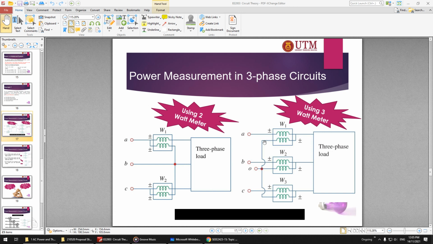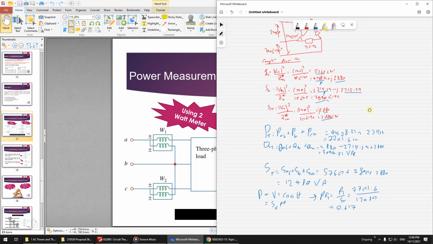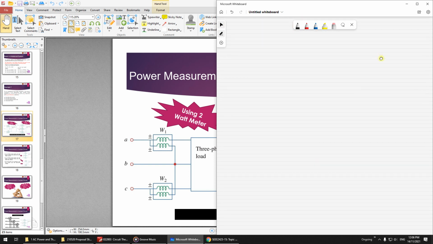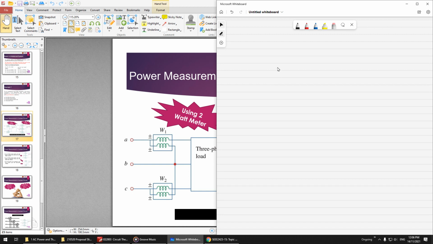So how to measure three-phase circuit? Remember that I said you have to measure the phase to determine the total power. For balanced load, you just multiply by 3. For unbalanced load, you have to calculate one by one.